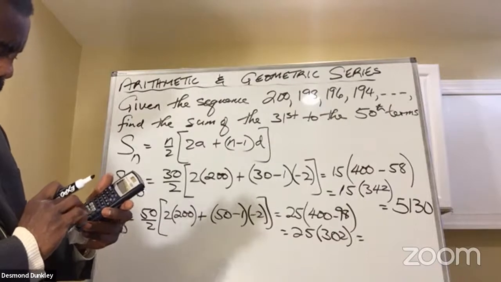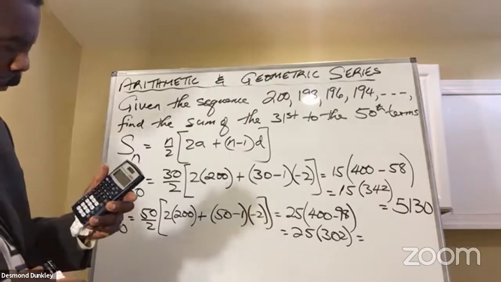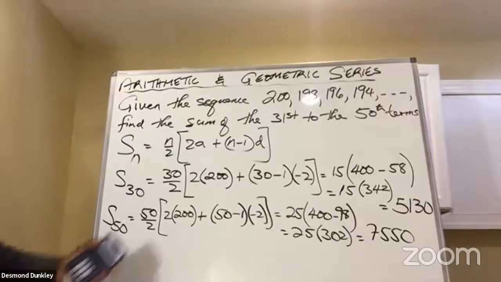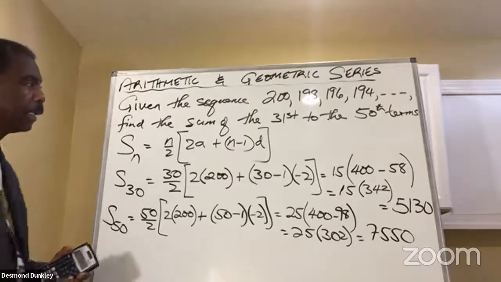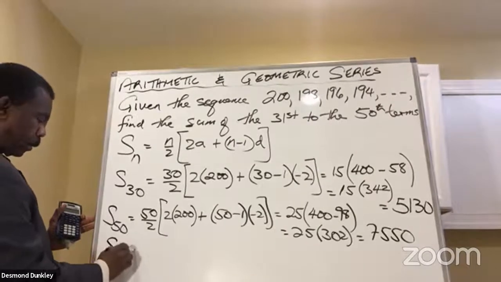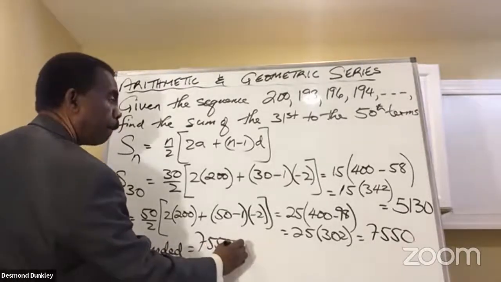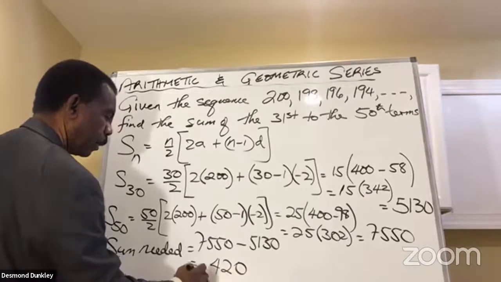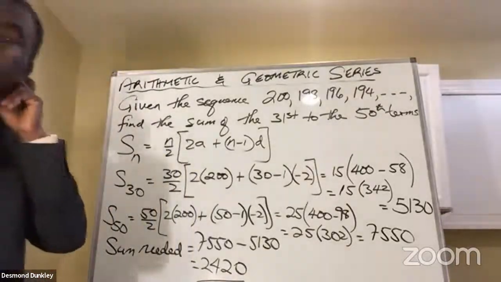25 times 302 is equal to 7550. So the sum of the first 50 terms is 7,550. The sum of the first 30 terms is 5,130. So the sum of the 31st to the 50th, I'm going to say sum needed, is equal to 7550 minus 5130. And that's going to give us 2,420. The answer is 2,420.